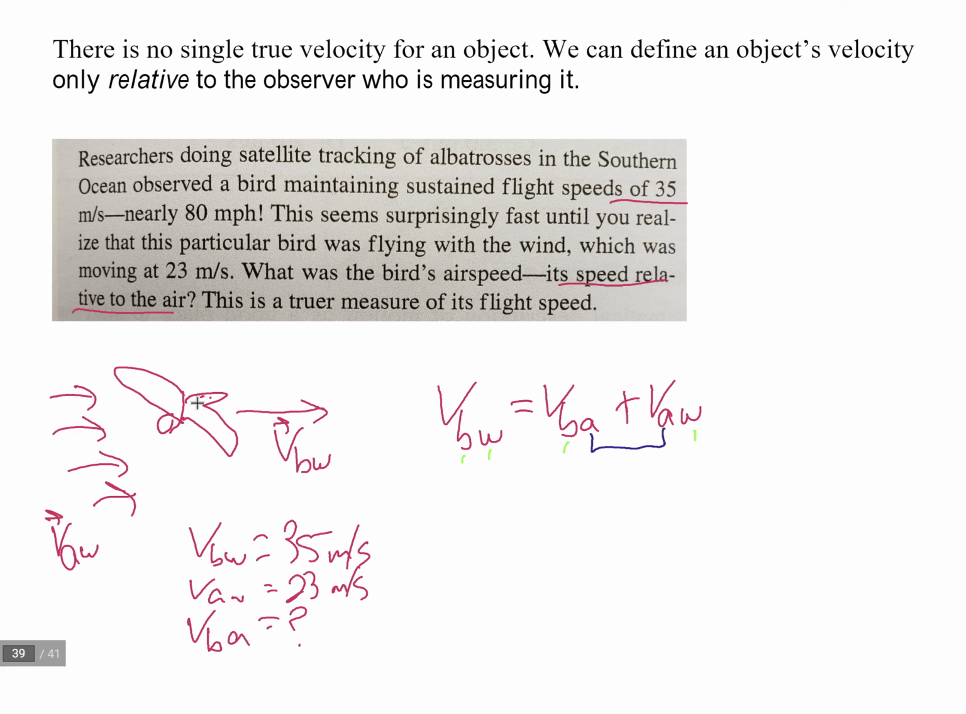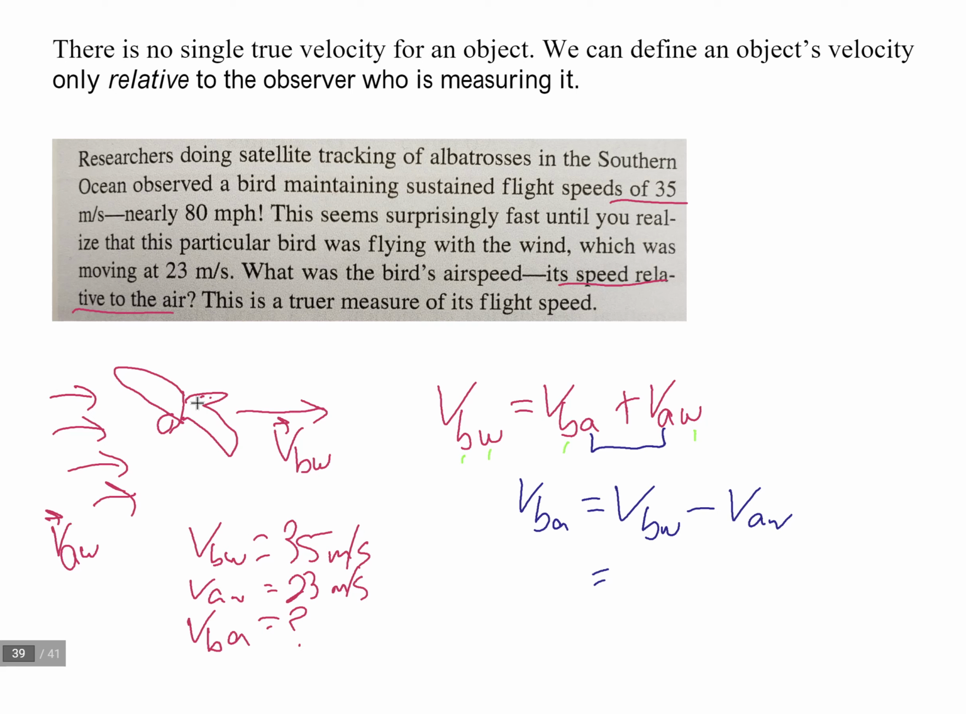Now, we don't want the velocity of the bird relative to the water. We want the velocity of the bird relative to the air. So we're actually going to solve this equation for the velocity of the bird relative to the air. And we'll do that by subtracting the velocity of the air relative to the water from both sides. So now I have V sub BA equals V sub BW minus V sub AW.